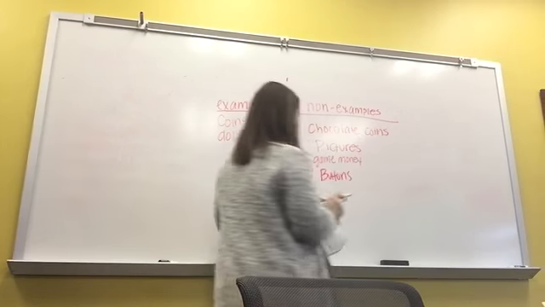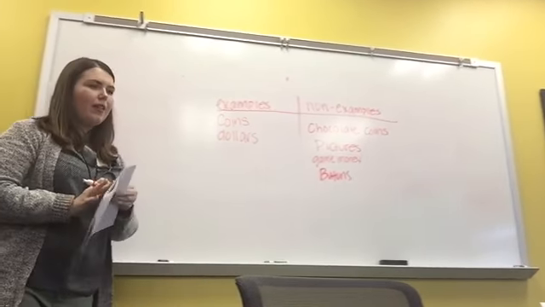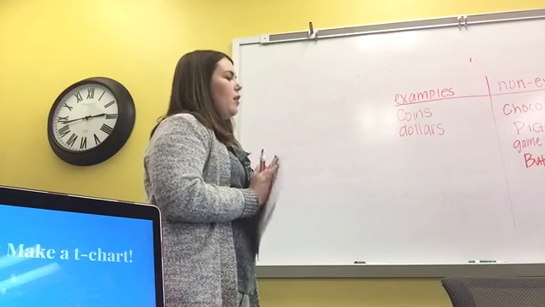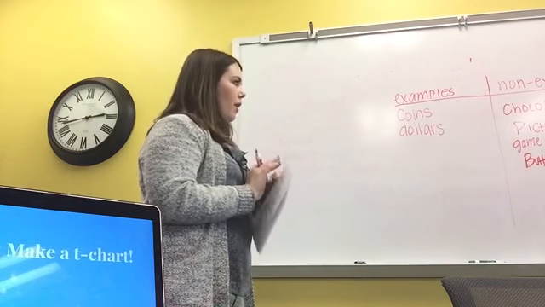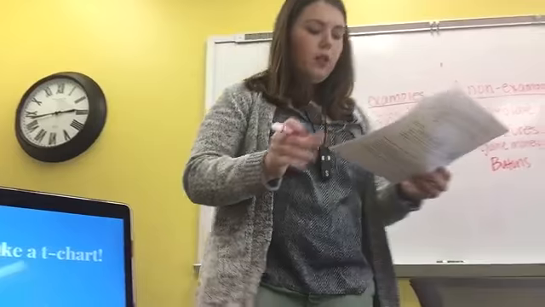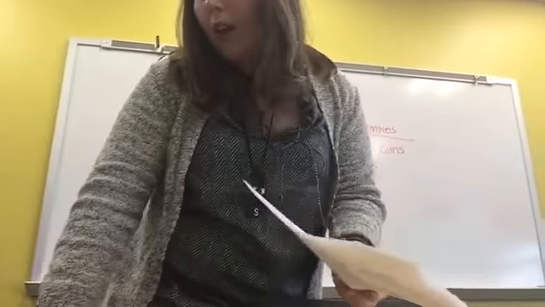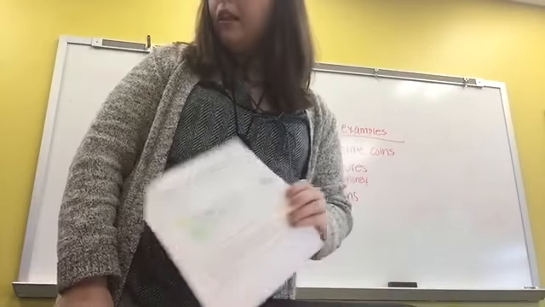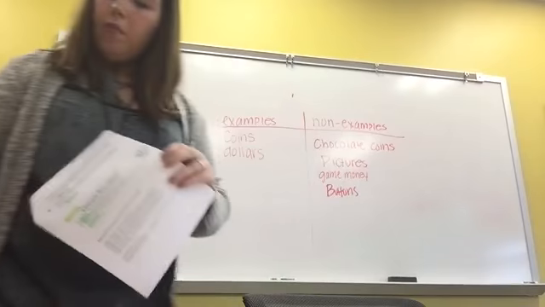So that's not going to be a value to someone at the grocery store when you're trying to buy something. So that's going to be a non-example. So our main examples are coins and dollars. You guys did a good job with that. Here's what it should have looked like, and it looks like we have basically the same kind of things up on the board. Matches our T-chart.